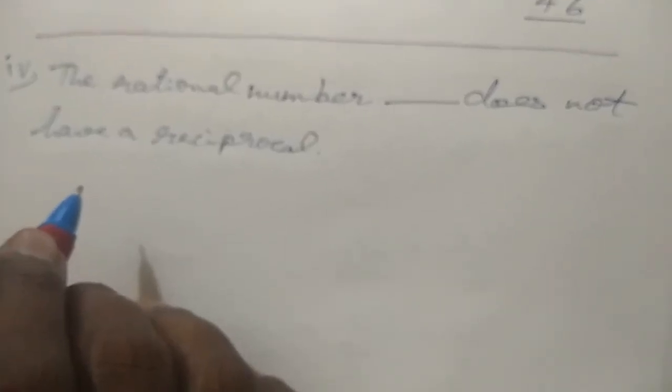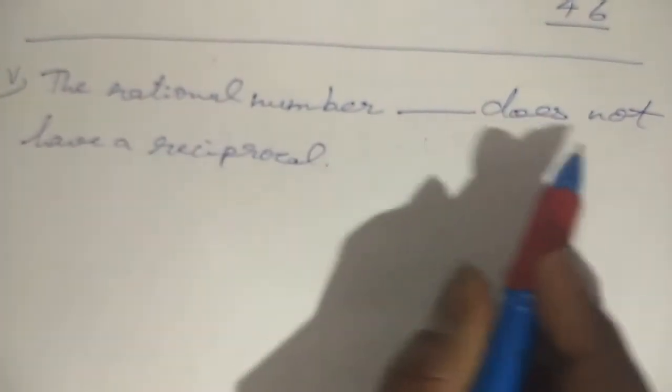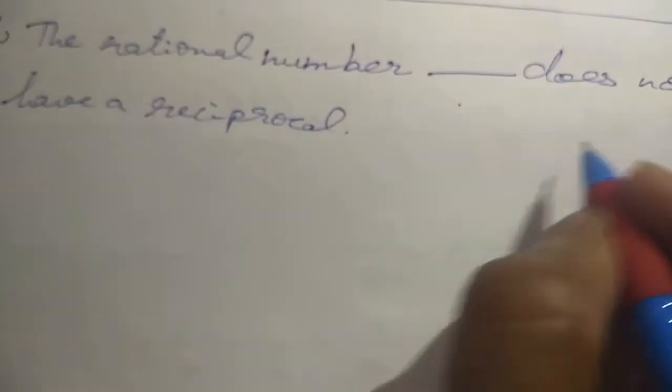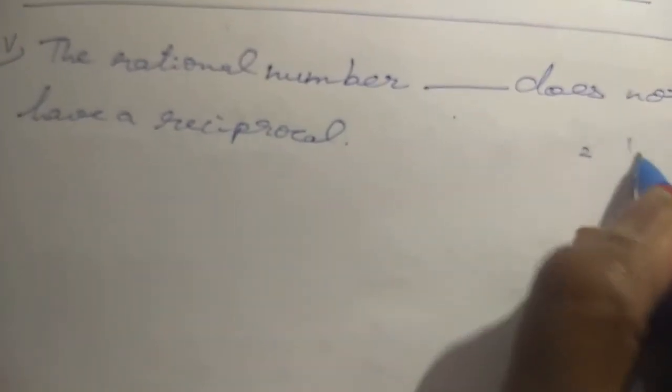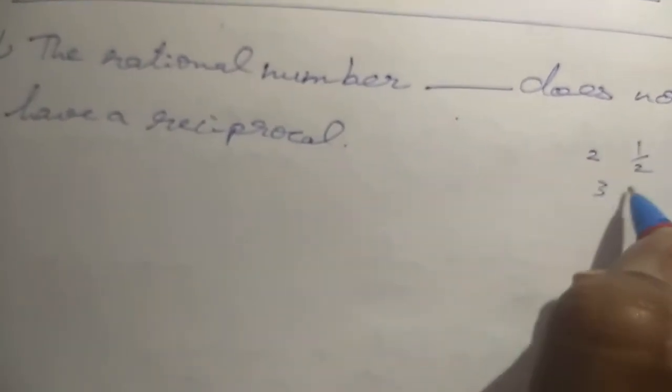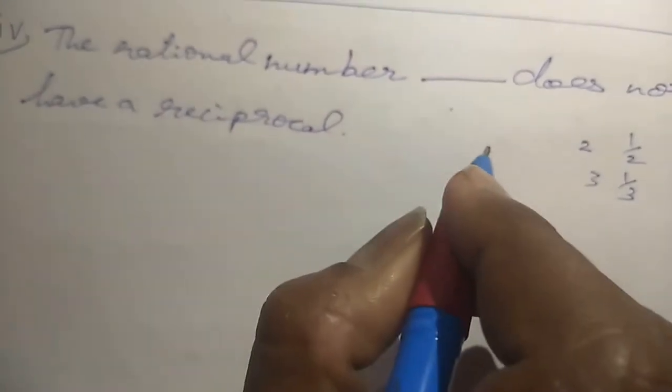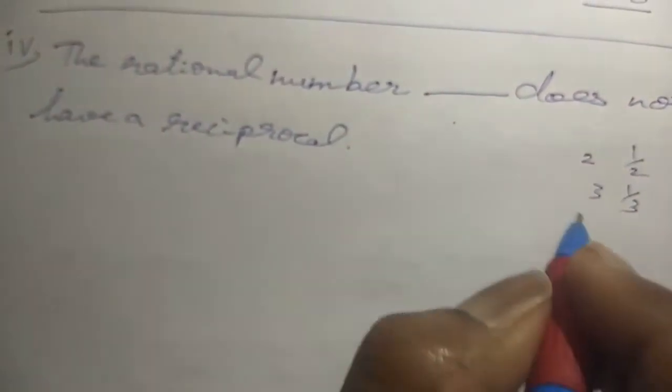Next, fill up, exercise 1.2, first sum, fourth subdivision. The rational number dash does not have a reciprocal. For any number, for 2 we can write the reciprocal as 1 by 2. Suppose we have 3, we can write 1 by 3, like that. So the only number which does not have any reciprocal, the answer, is 0.